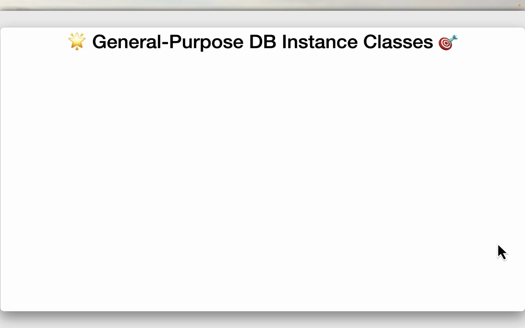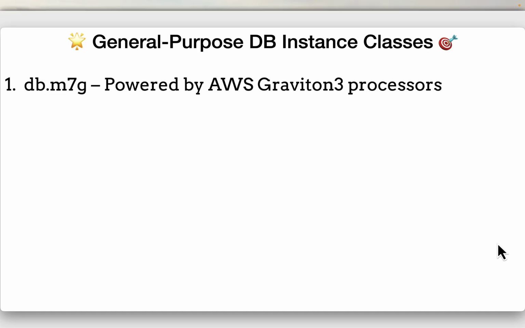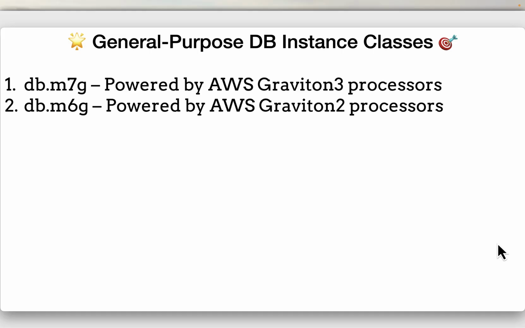Okay, we'll see some DB instance classes for general purpose. So I'll quickly walk you through. First, let's say db.m7g. G is Graviton, so this one is powered by AWS's own Graviton processor, and this is for delivering balanced compute, memory, and networking. Then we have db.m6g. This is powered by AWS Graviton 2 processors, and this also offers balanced resources for general purpose workloads.